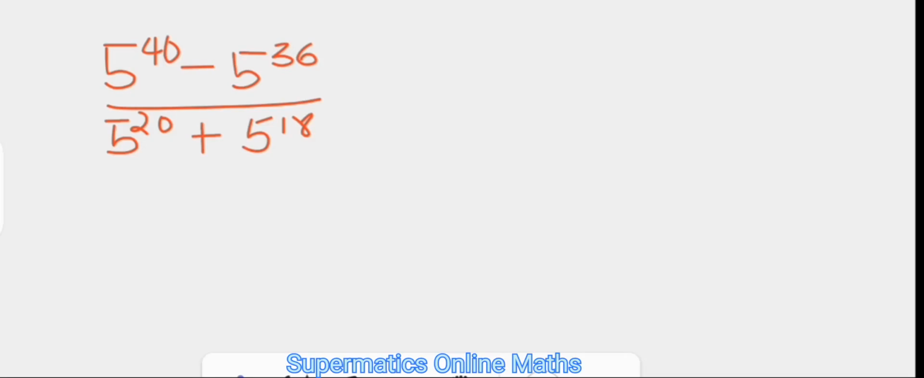Hello, in this tutorial we want to simplify 5 to the power of 40 minus 5 raised to the power 36, over 5 raised to the power 20 plus 5 raised to the power 18. And we shall be looking at some important skills required in simplifying this.